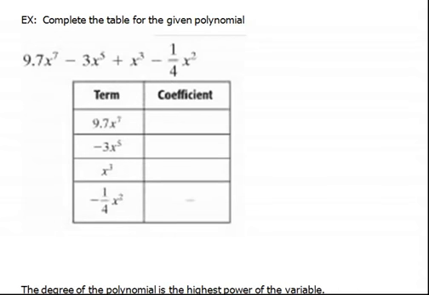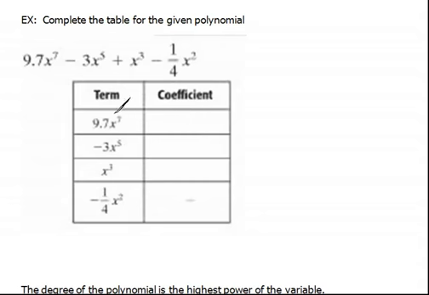Alright, now that we have talked about what polynomials are, and we've given you some vocabulary to think about and learn, let's go ahead and complete this table. We have this polynomial that they've written out for us, and they have actually gone ahead and listed out what each one of the terms were.